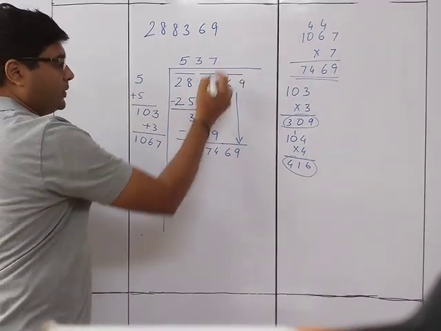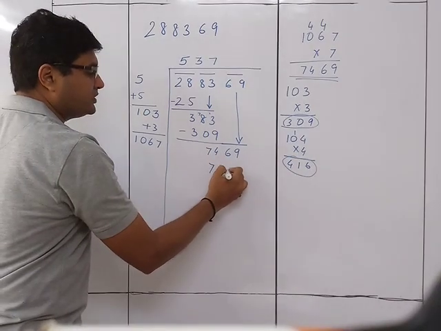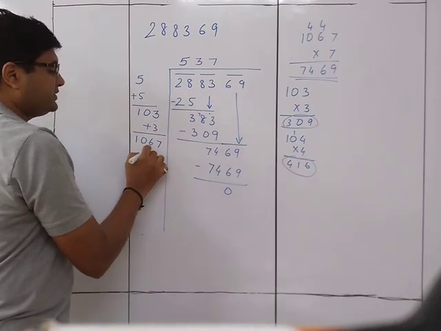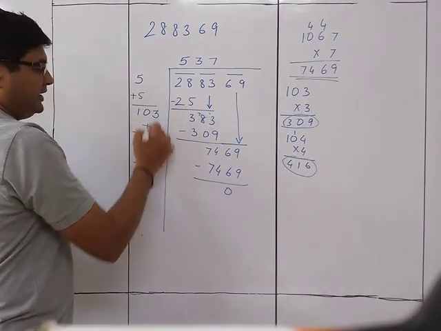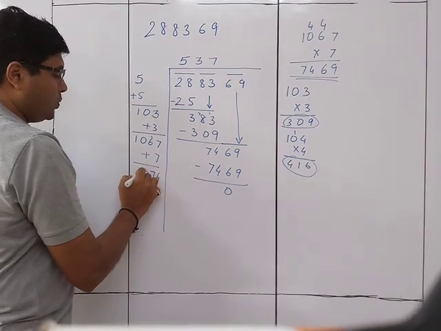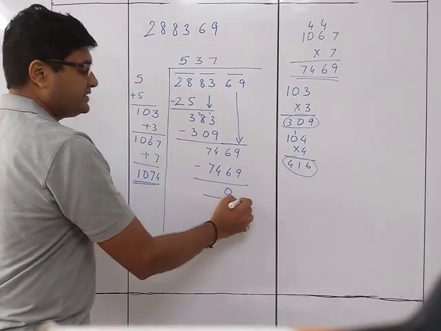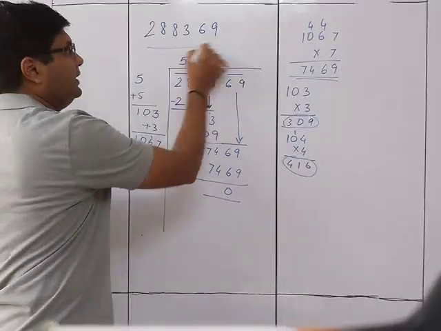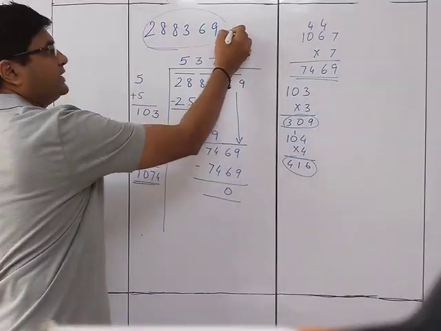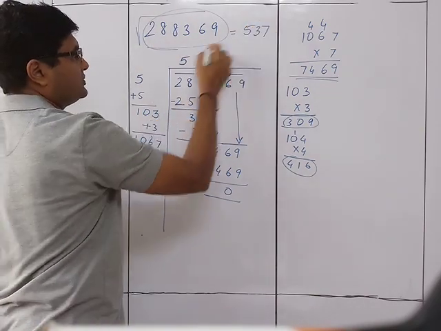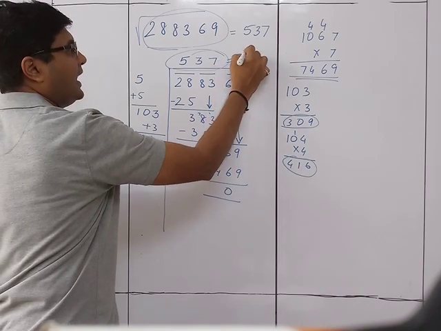You put the 7 over here. So you write 7469. You subtract to give 0 here. Here you will say plus 7 as we did earlier, so this is 14 and then 701. Since I get 0 here, it means that this number is a perfect square and the square root of this thing is 537. So this is the answer.